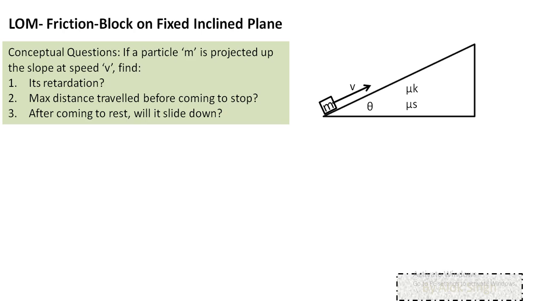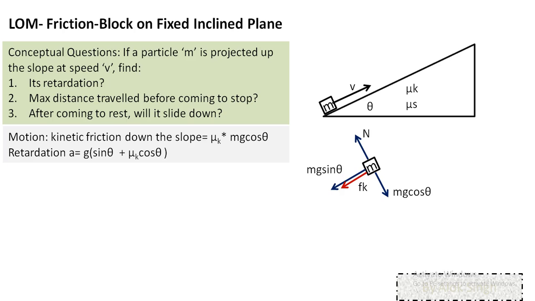Same sequence, you can pause, solve, restart and check. First thing we notice, the block is in motion, hence the friction force acting is kinetic. We know its magnitude and direction: kinetic friction down the slope equal to mu k times normal reaction. If we take the free body diagram, along the x-axis two forces are acting, mg sin theta down the slope and kinetic friction also down the slope. So net acceleration will be in the downward direction, we call it retardation since it is opposite to velocity, and it will be equal to g into sin theta plus mu k cos theta.